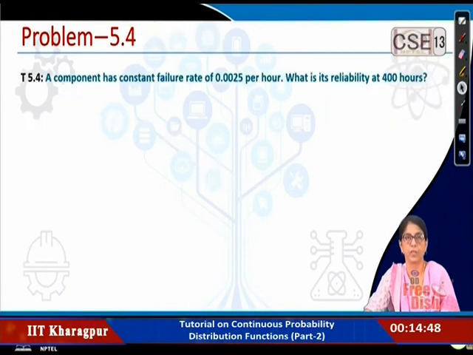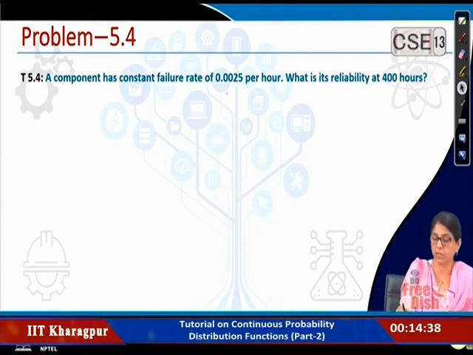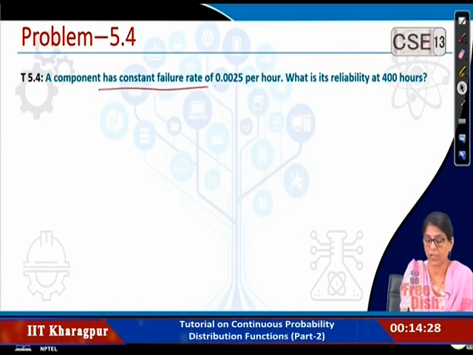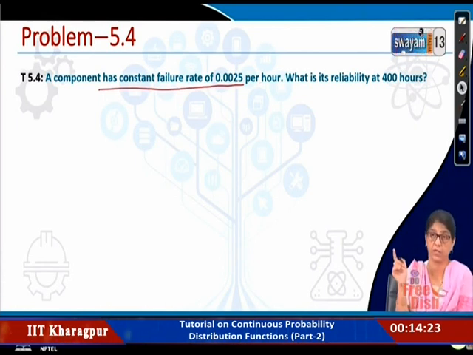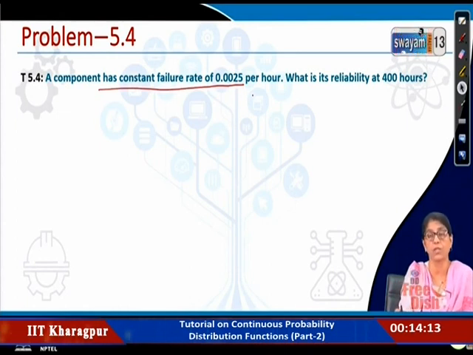Fine. So, a component has a constant failure rate of 0.0025 per hour. Okay, failure rate of this much, 0.0025 failures per hour. See here, please notice the difference between this question and the previous question. It is given the component has a constant failure rate of 0.0025 per hour. That means 0.0025 failures per hour. Okay. If this is 0.0025 failures per hour, then this is my lambda value, this is not beta value.